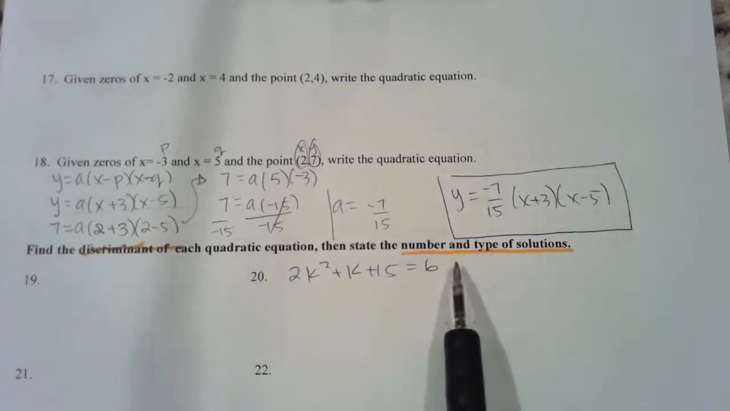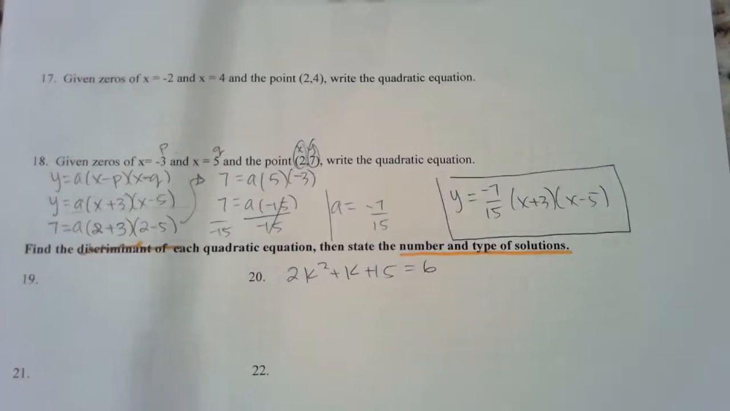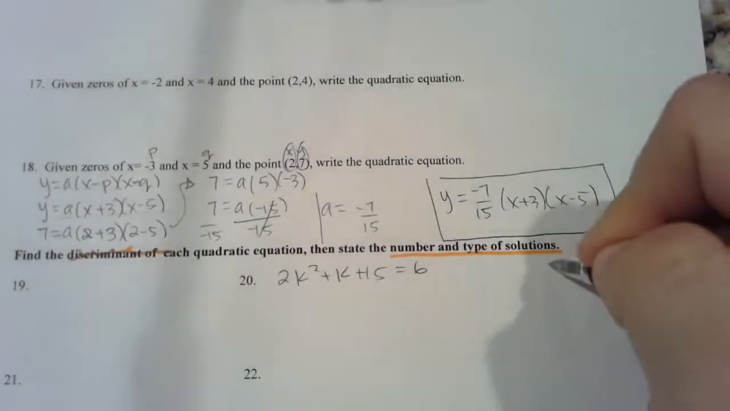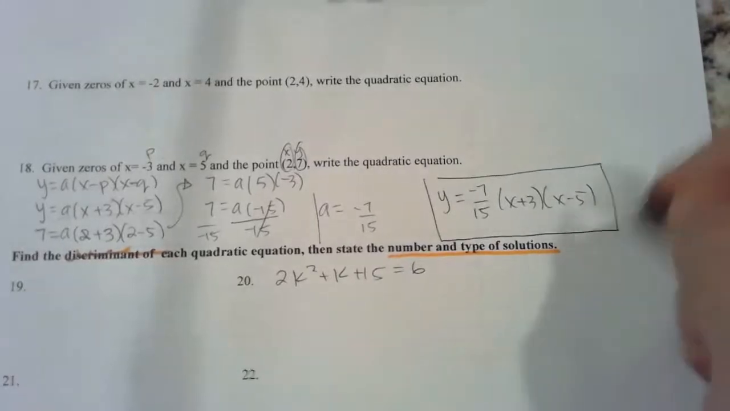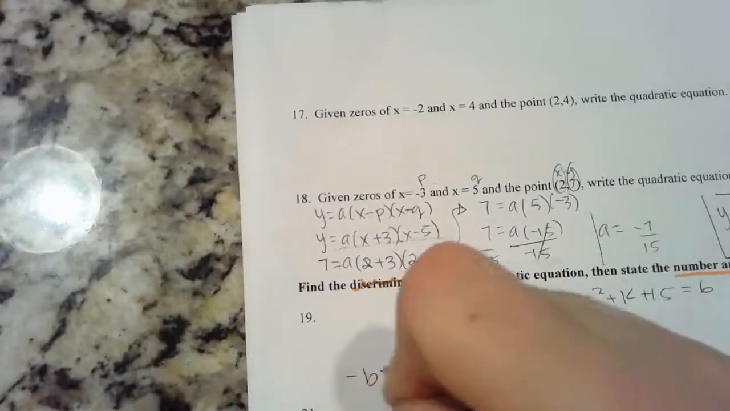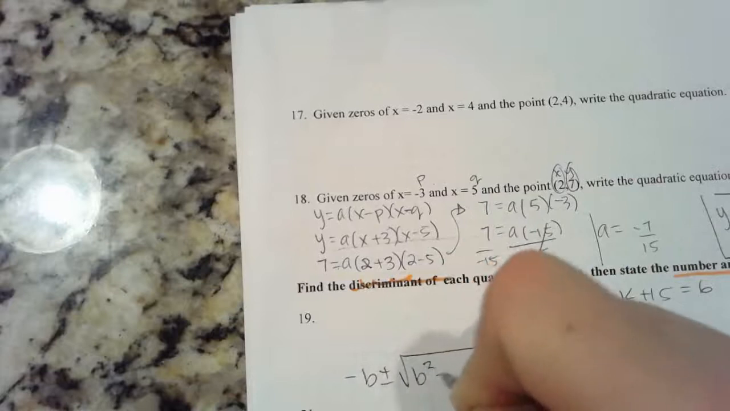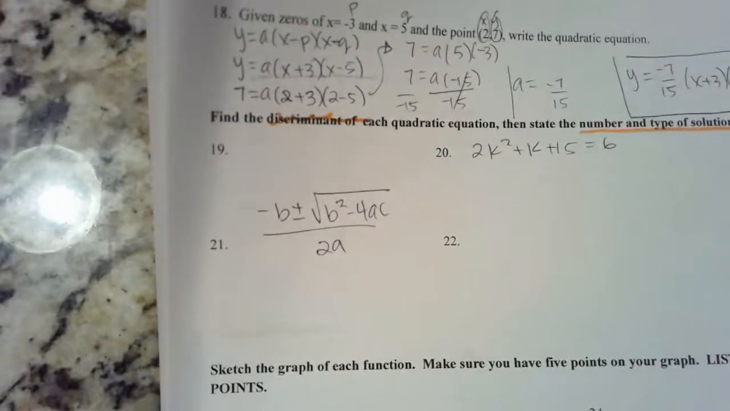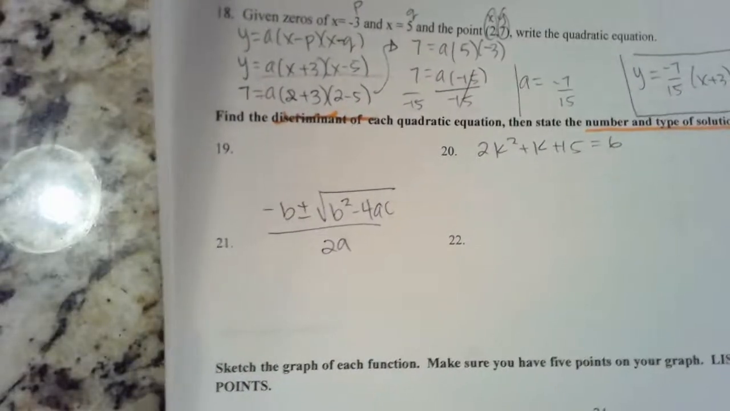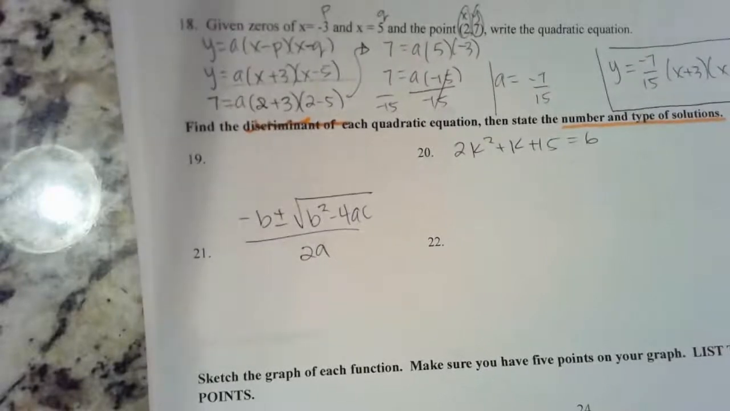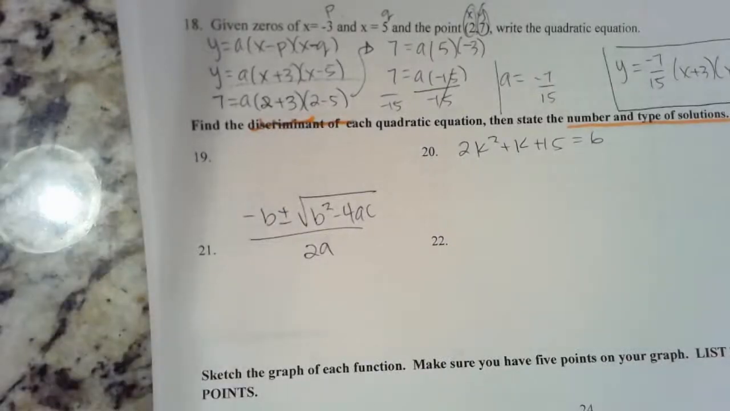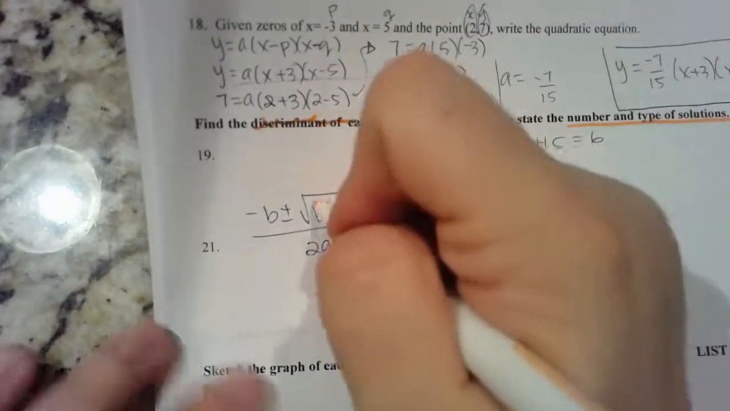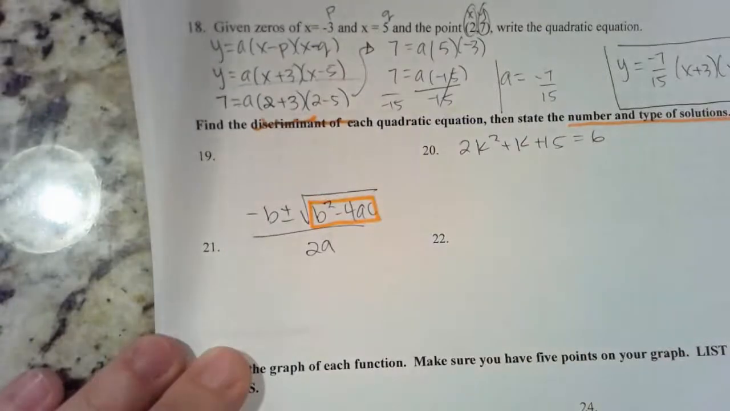If I want to know what number and what kind of solutions there are, it all depends on the square root, right? The quadratic formula looks like this. Oh, you can't even see that, sorry. Negative b plus or minus the square root of b squared minus 4ac all over 2a. So that's what the quadratic formula looks like. Now the number and type of solutions is dependent on the number inside of the radical.